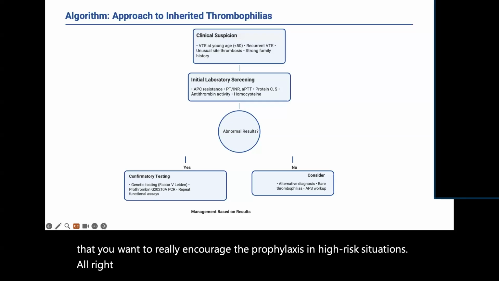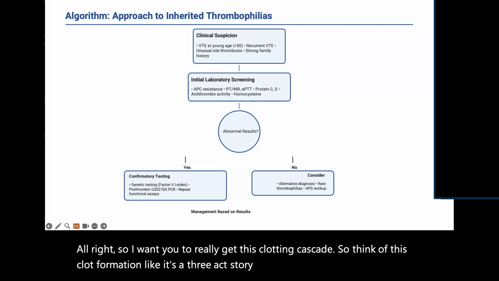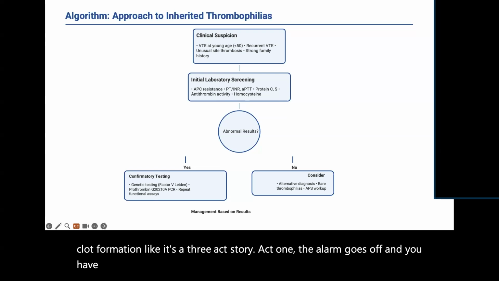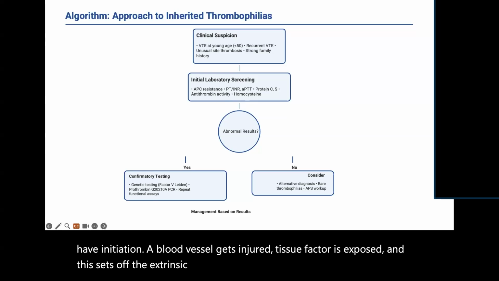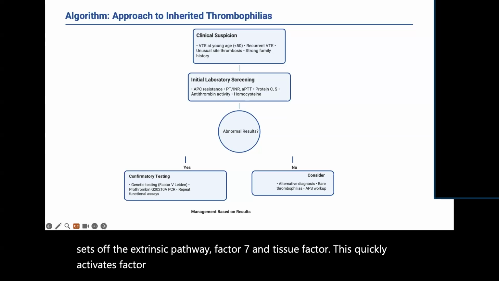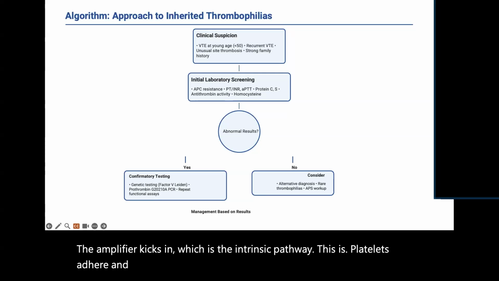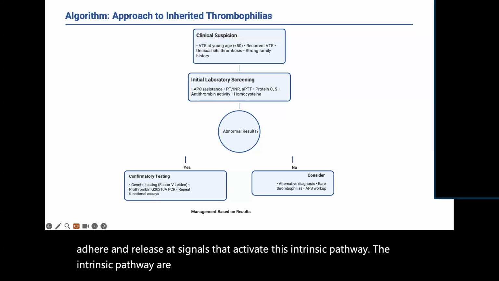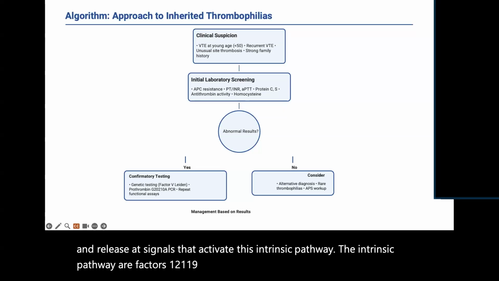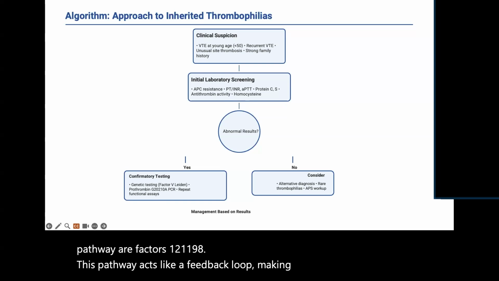All right, so I want you to really get this clotting cascade. So think of this clot formation like it's a three-act story. Act one, the alarm goes off and you have initiation. A blood vessel gets injured, tissue factor is exposed, and this sets off the extrinsic pathway, factor 7 and tissue factor. This quickly activates factor 10, starting the common pathway. The amplifier kicks in, which is the intrinsic pathway. Platelets adhere and release signals that activate this intrinsic pathway. The intrinsic pathway are factors 12, 11, 9, 8. This pathway acts like a feedback loop, making more and more factor 10A.